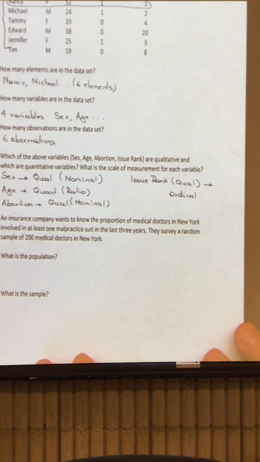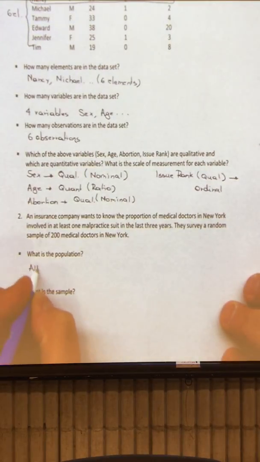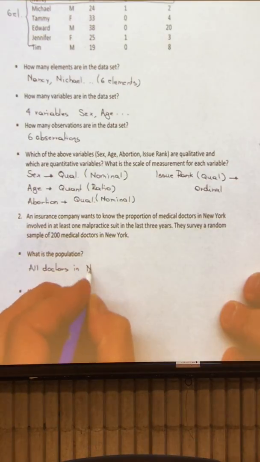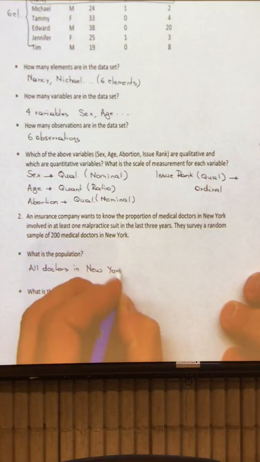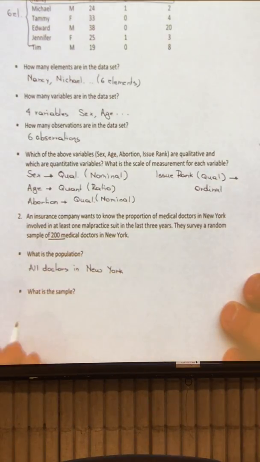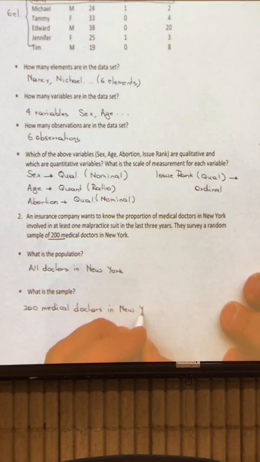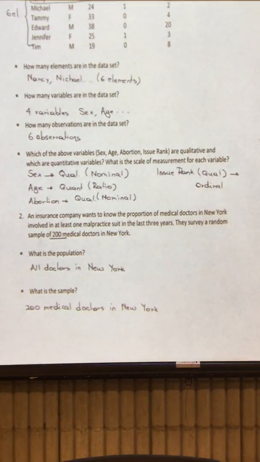For the second problem, what is the population? The population will be all doctors in New York, and the sample will be the 200 medical doctors in New York. And these are the solutions for the exercises for chapter 1.